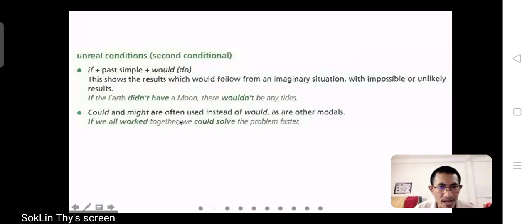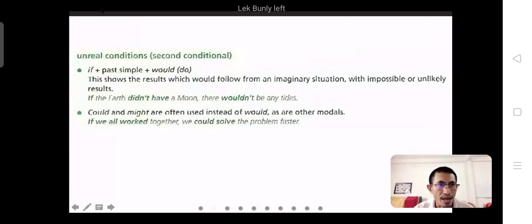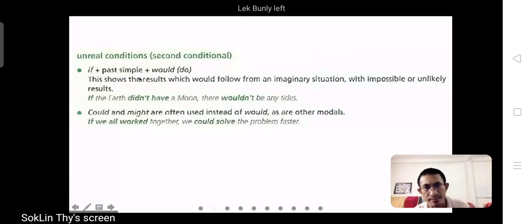Could and might are often used instead of would as another modal. Yeah, normally we use might or could. Okay, in the main clause. You see, in the main clause here: if we all work together, we could solve the problem faster. Yeah, two heads are better than one head.